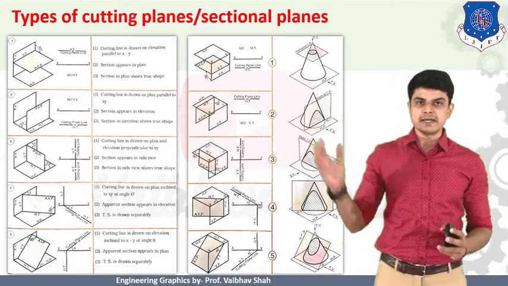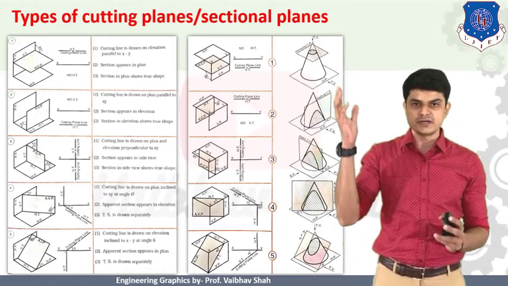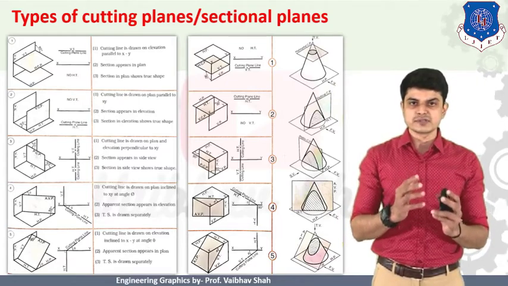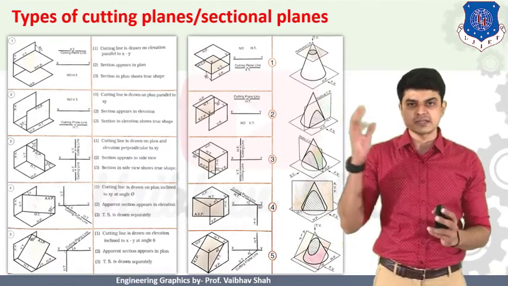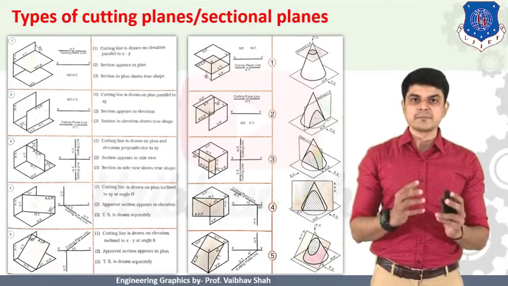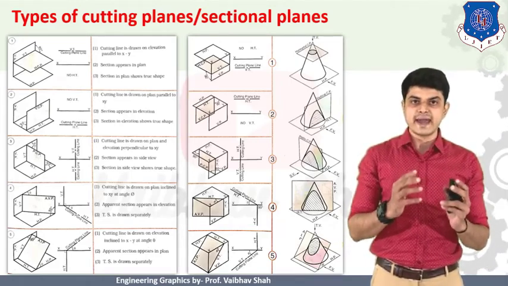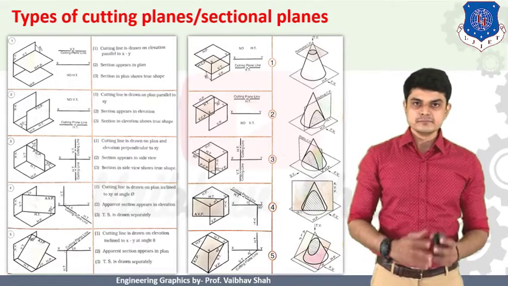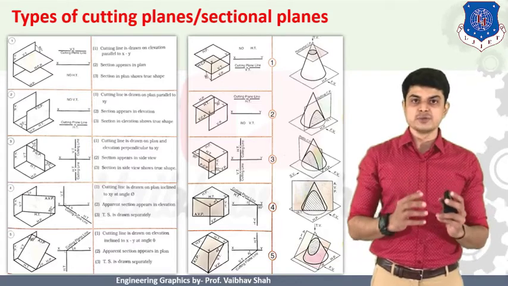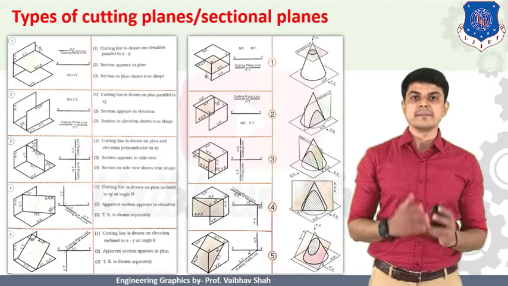The first cutting plane is a horizontal cutting plane. As you can see in the figure, if we have a cone and we cut the cone by a horizontal cutting plane, then we get a circle. A horizontal cutting plane means a cutting plane parallel to the earth surface. In other words, a cutting plane parallel to your horizontal plane, or HT, is known as a horizontal cutting plane.